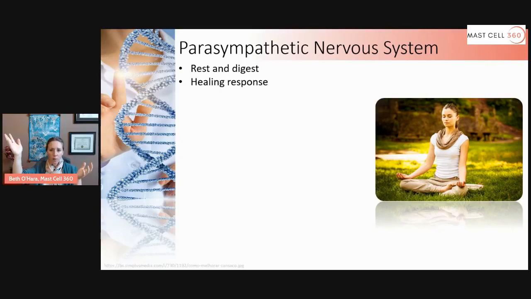If we want to calm our mast cells and our mast cell activation, we need to be in the healing response. And I really like for us to set a goal to be there 20% of our day, then set a goal for 30%, then 40, 50. My goal for myself is to get to where I'm in this parasympathetic state 75% of my day, 75%.